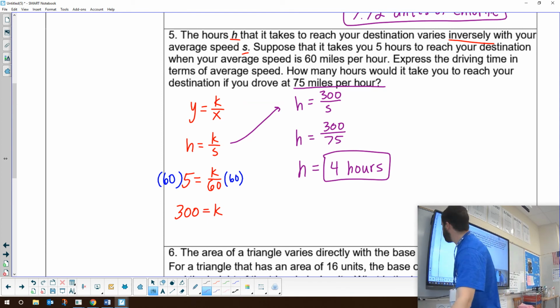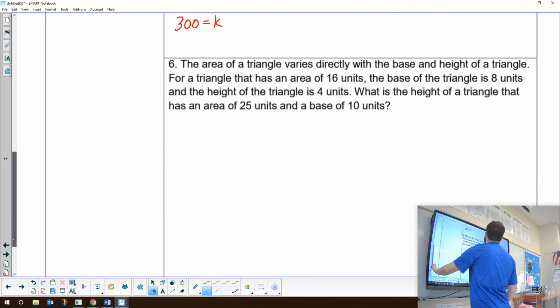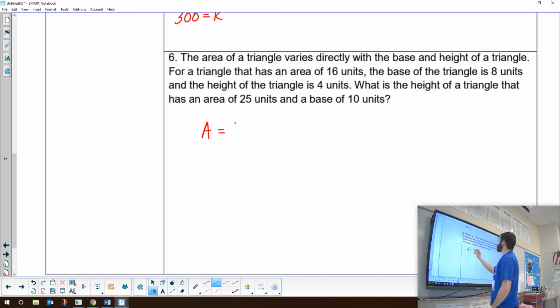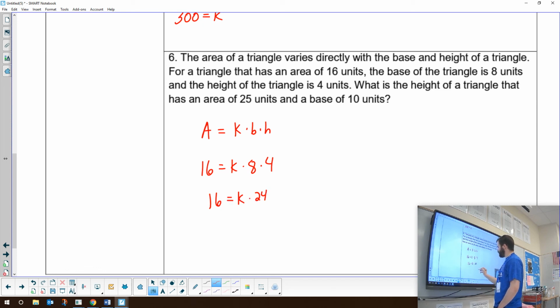Okay, now for our last question, number 6 here. Number 6 says the area of a triangle varies directly with the base and the height of a triangle. Okay, so my area varies directly with the base and height of the triangle. For a triangle that has an area of 16 units, the base of the triangle is 8 units and the height is 4. So we can go 8 times 4 is 24. Divide both sides by 24.